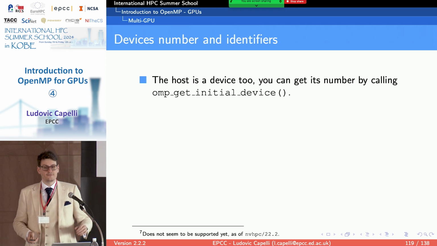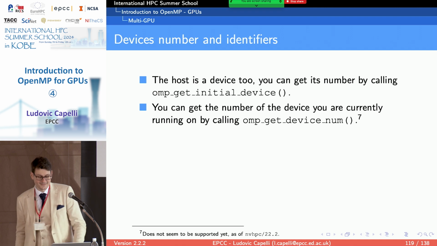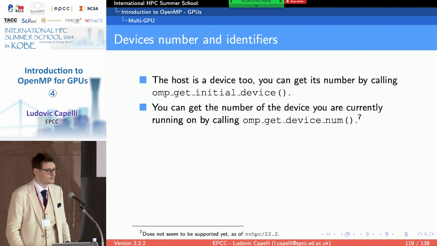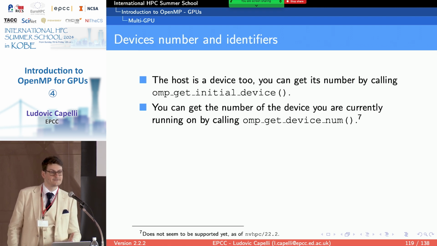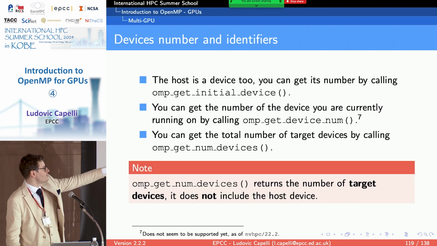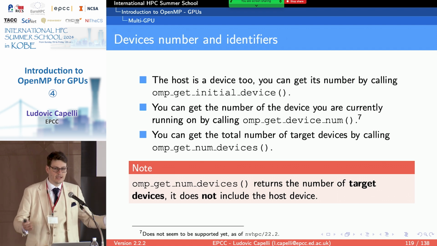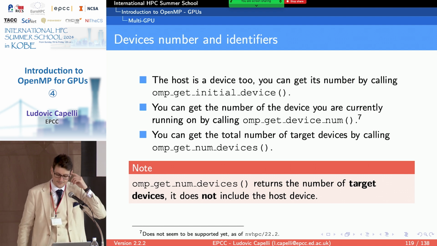Try to guess the function to get your device ID. For threads, omp_get_thread_num. For teams, omp_get_team_num. For device, yes. I know it sounded like it was a trap, but no. I can also not be sneaky. That's possible. And how do I find the total number of devices? Exactly. So that returns the number of target devices. It doesn't return the host. So if you have 8 GPUs, it's not going to return 9, like, 8 GPUs plus yourself. No, it will just return 8 GPUs.